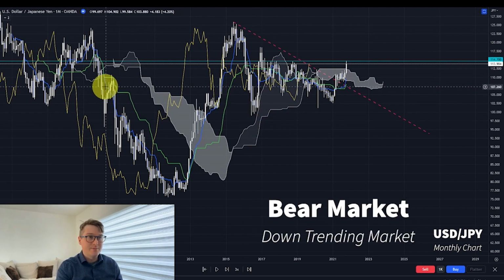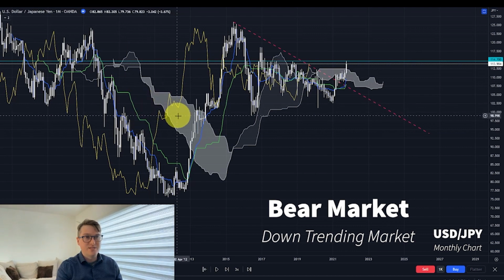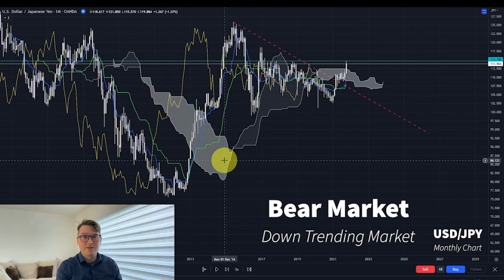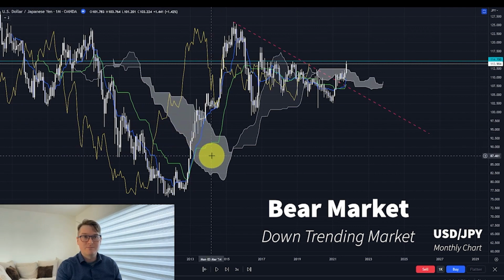And now in the opposite direction, here you can see once this support was broken and we had this N wave down, now you see the continuation of this Kumo cloud down, right? So this is how we identify a bearish trending market.